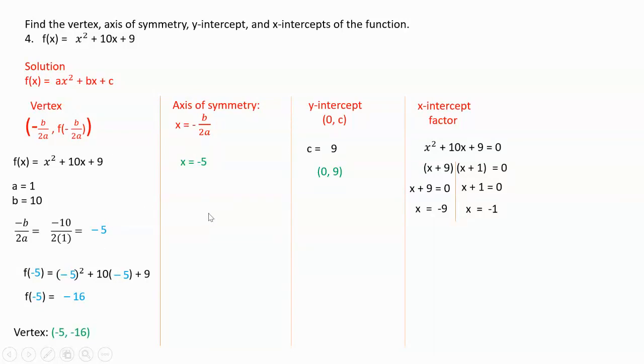Okay. And I believe also on your homework, you'll probably need to graph it, or the instructor might ask you to graph it also. I didn't graph it here, but to graph it, all you do is plot all those points and graph it. Okay? I mean, the parabola should go through all those points.